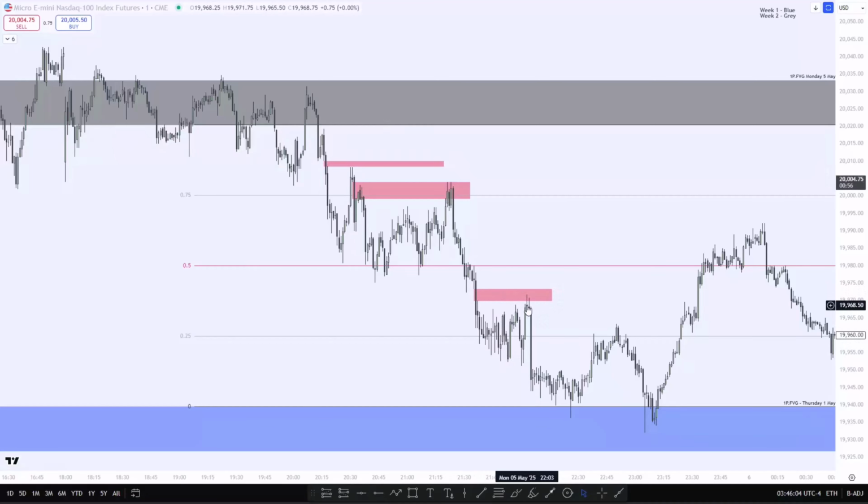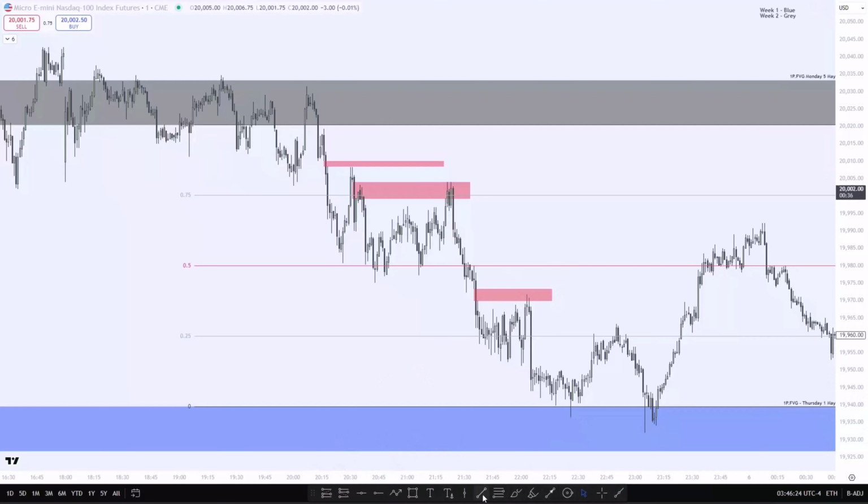When is it doing it? See that? At 10:03 p.m. This is your macro, and then price just blasts off down into the Thursday, May 1st, first presented fair value gap.